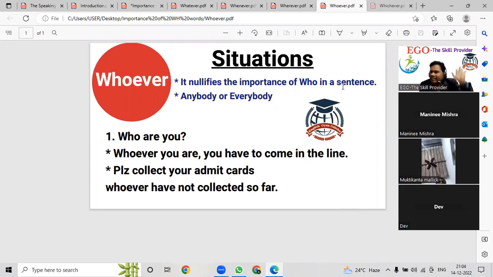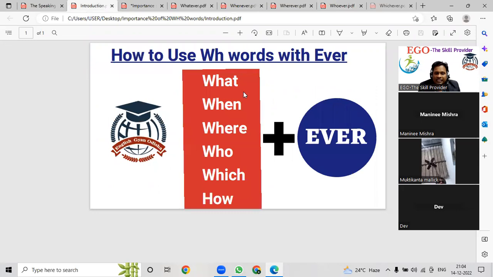Okay, the second thing is: please collect your admit cards, whoever has not collected so far. Whether you are a class monitor or anybody, those whoever have not collected, they have to collect it. So what exactly can you understand here? When you add "ever", the significance is lost. When you add "ever" to what, it becomes whatever, and the significance of what is lost. When you add "ever" to when, it becomes whenever, and the significance of when is lost. Wherever, so where the significance is lost.